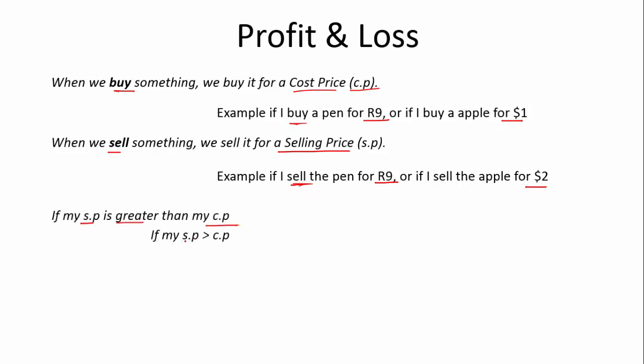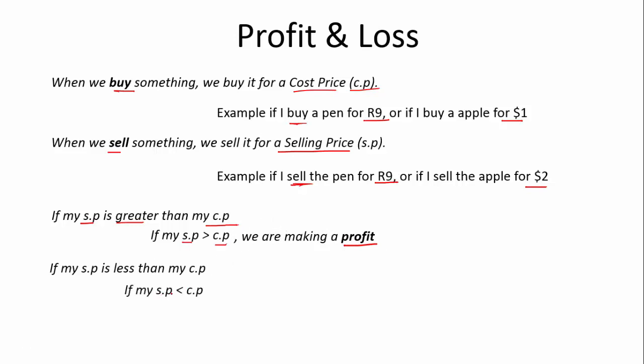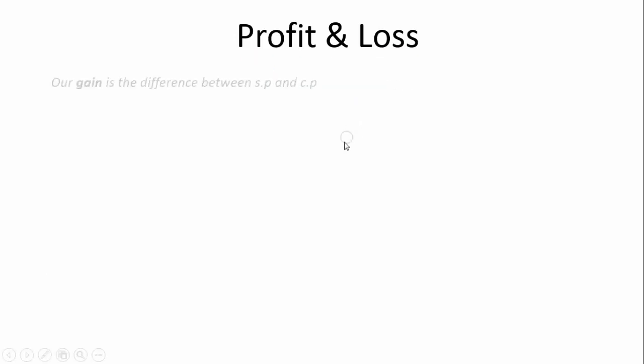So this is what we use. If selling price is greater than cost price, that is a greater than. Remember that the bigger side there is the bigger object here. We are making a profit. Okay? If my selling price is less than my cost price, i.e. if selling price is smaller than the cost price, which is bigger, then we are making a loss. Okay? And that's our profit and loss section.